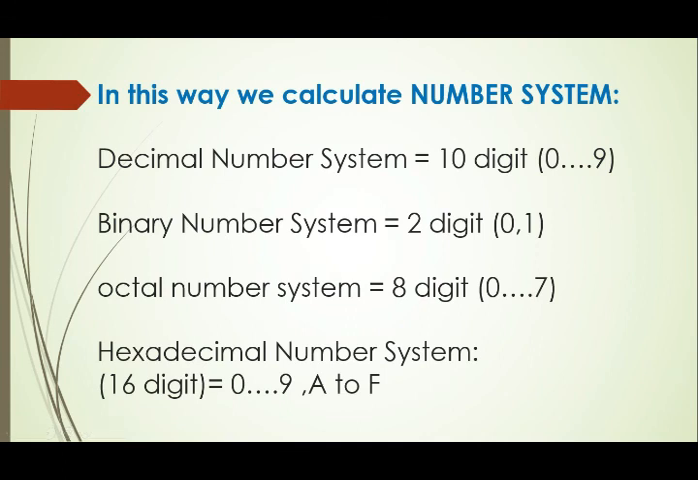Now there are, as we told, many number systems. The decimal number system has 10 digits, consisting of 0 to 9. The binary number system has only 2 digits, 0 and 1. The octal number system has 8 digits, 0 to 7, and the hexadecimal number system has 16 digits, 0 to 9 and A to F.